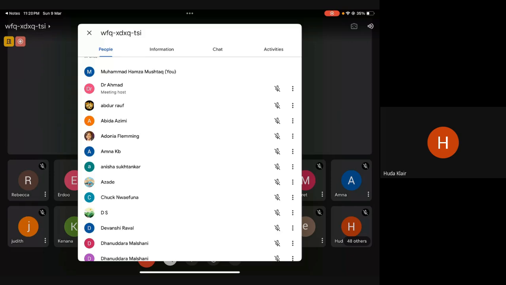Okay, so as Dr. Huda just told us, you can just also note that down. Yes, that's correct.